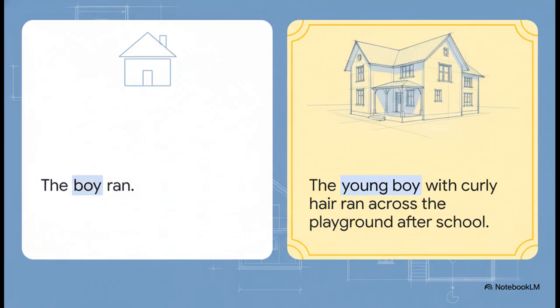Okay, so let's dive right into this. Just look at the stark difference between a basic, honestly kind of boring sentence like, "the boy ran," and the rich, detailed masterpiece right next to it. The young boy with curly hair ran across the playground after school. You can literally visualize the entire scene. So what's the secret ingredient making all that difference? Phrases. And that's exactly what we're unpacking today.